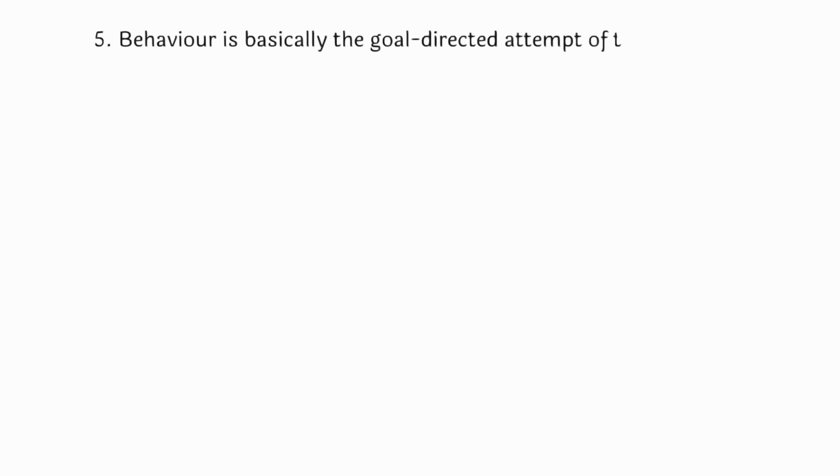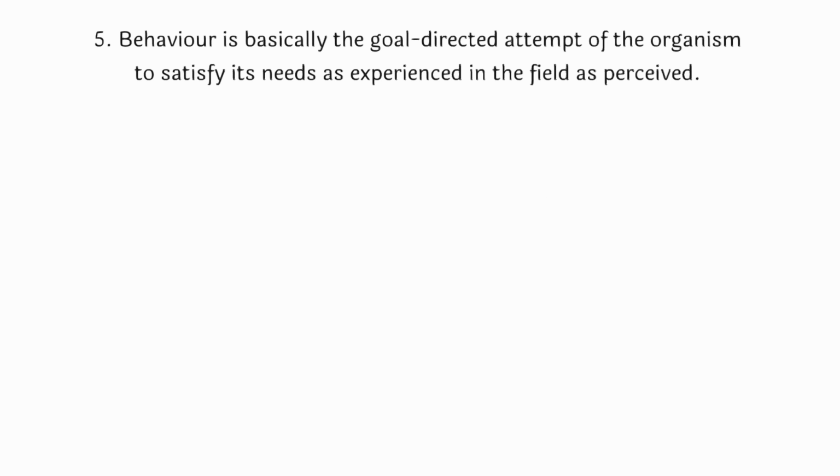In Proposition 5, Rogers states, behaviour is basically the goal-directed attempt of the organism to satisfy its needs as experienced in the field as perceived. So what Rogers is saying here is that basically all behaviour boils down to an attempt to satisfy our needs through our own experience and perception, which in Proposition 2 he called reality.